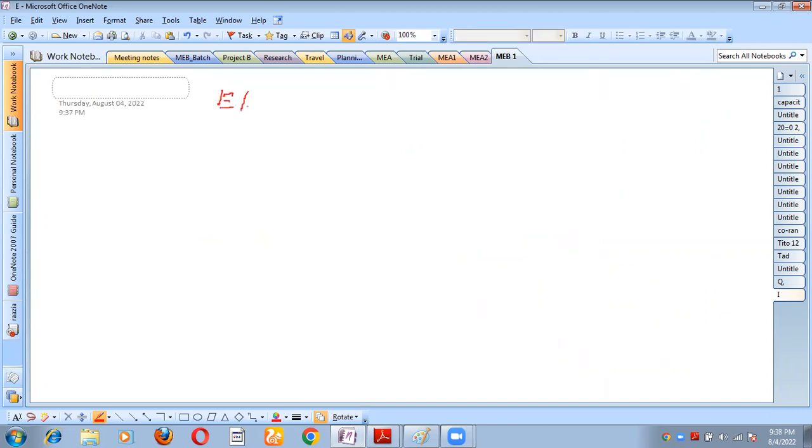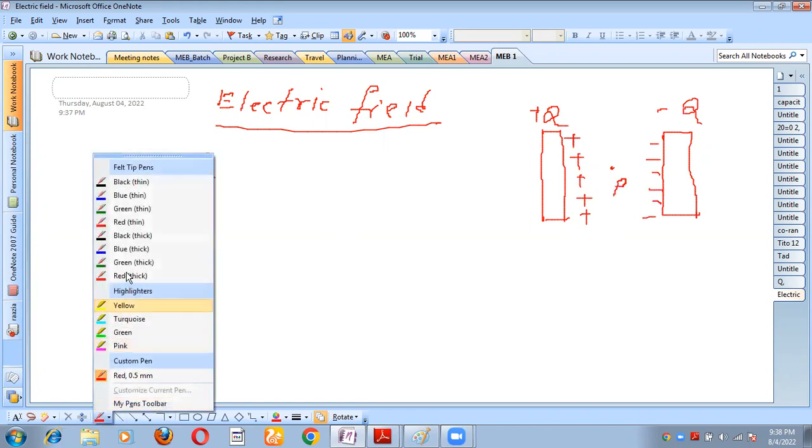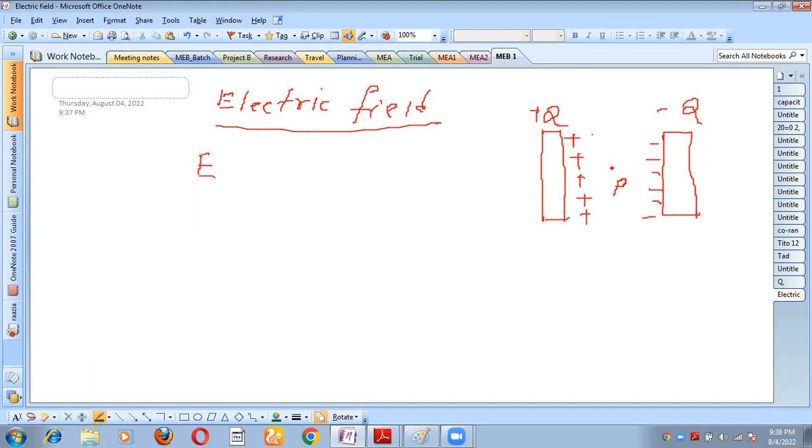So electric field between the plates. We know that a capacitor is formed by a combination of two plates having equal charges plus Q and minus Q. So how to calculate electric field? We know that if there is a point in between the plates, suppose we have a point P, the direction of electric field will be from plus to minus, we already know.